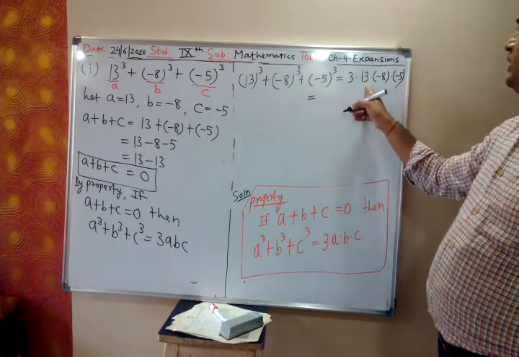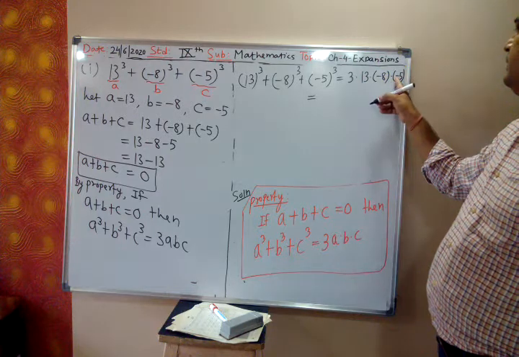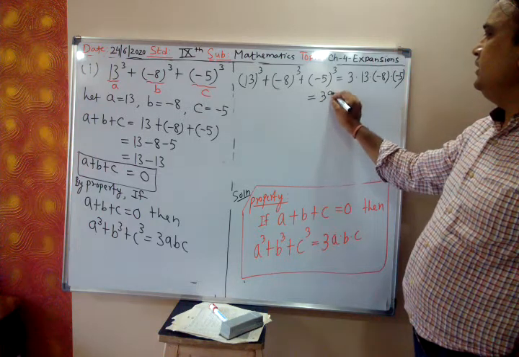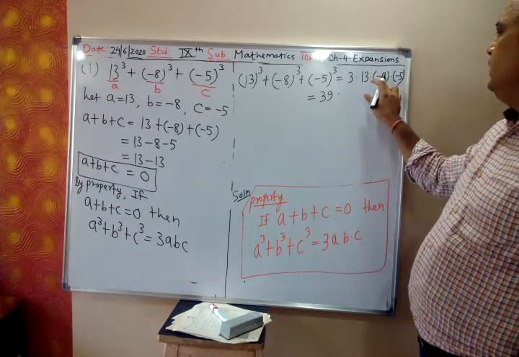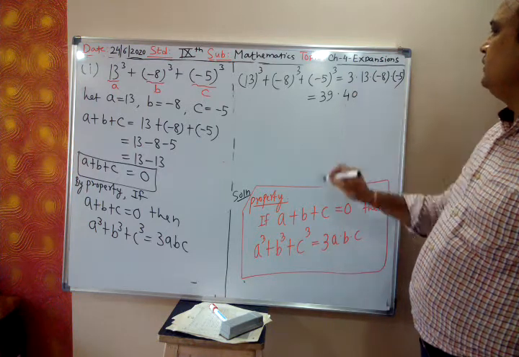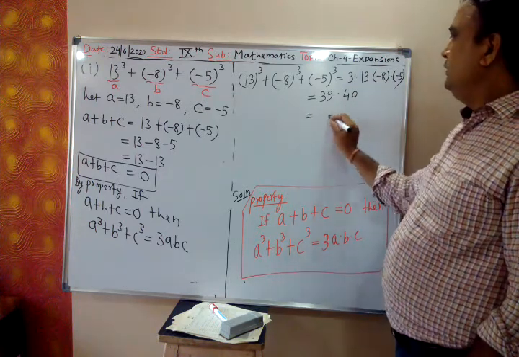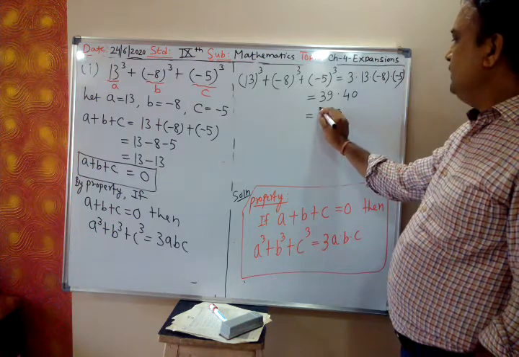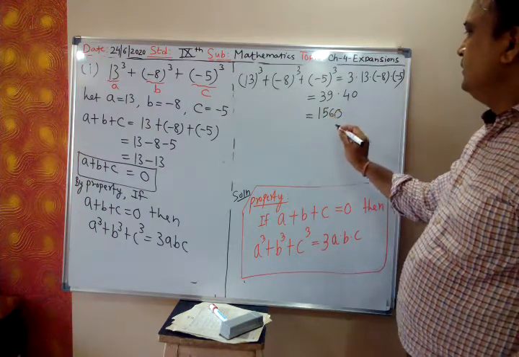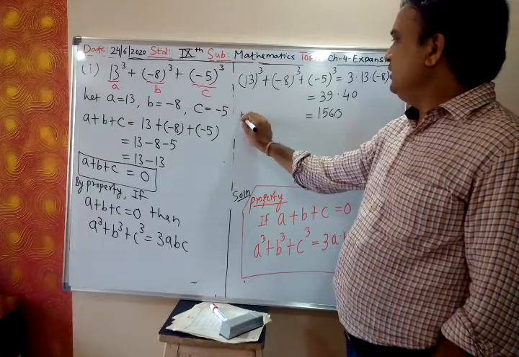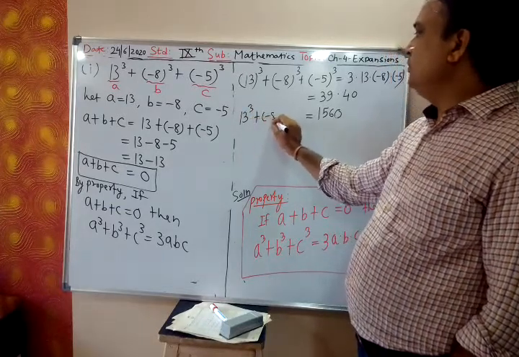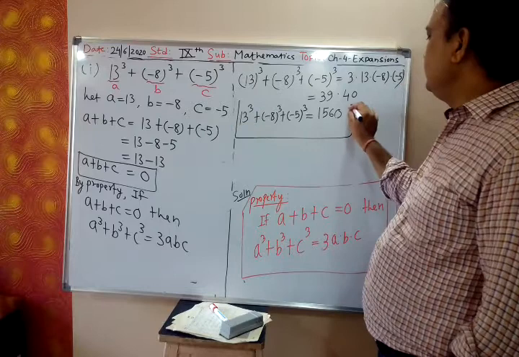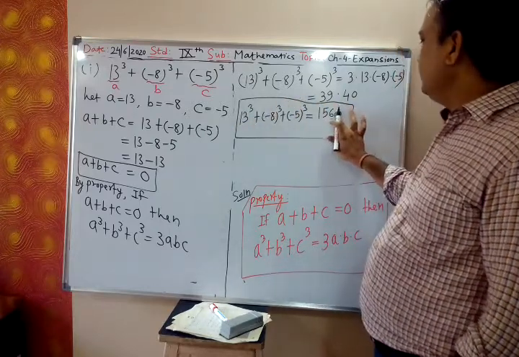So this is 3 into 13 into minus 8 into minus 5. Minus into minus is plus. So 3 into 13 is 39, into 8 into 5, 40. 39 into 40: 4 9s are 36, 4 3s are 12 plus 3 is 15, so 1560. So this answer, 13 cube plus minus 8 cube plus minus 5 cube, is 1560.